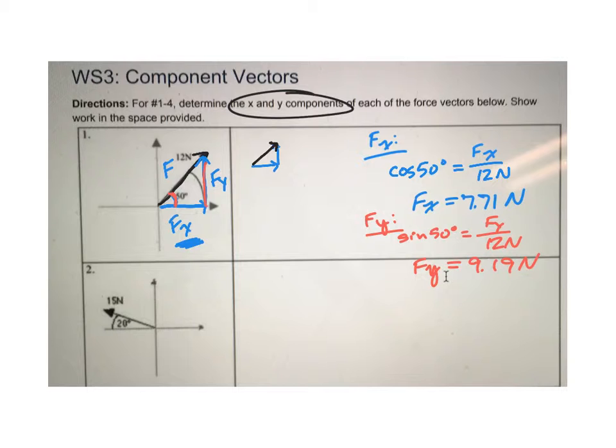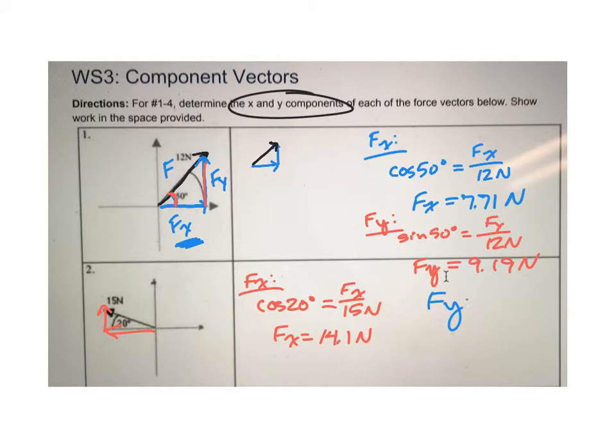All right, question 2 is asking the same question. Figure out the components. Here's the force in the x direction. Here would be the force in the y direction. So the x component, and it happens to be true for both of these, but it's not always true, the cosine of the angle has to equal the adjacent, so the force in the x direction, divided by the hypotenuse. In this case, it's 15 newtons. So the force in the x direction is the cosine of 20 times 15. So 14.1 newtons.